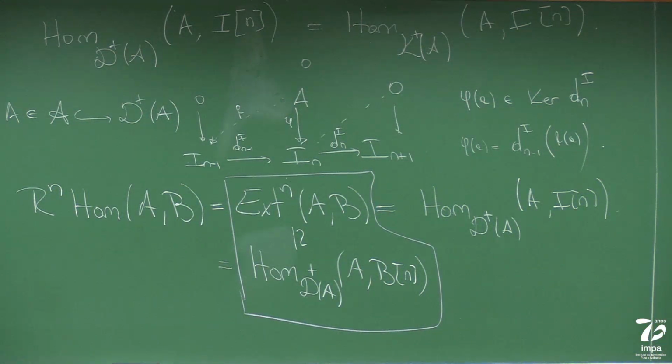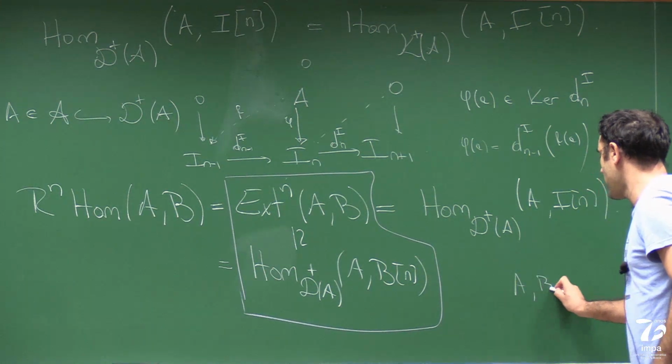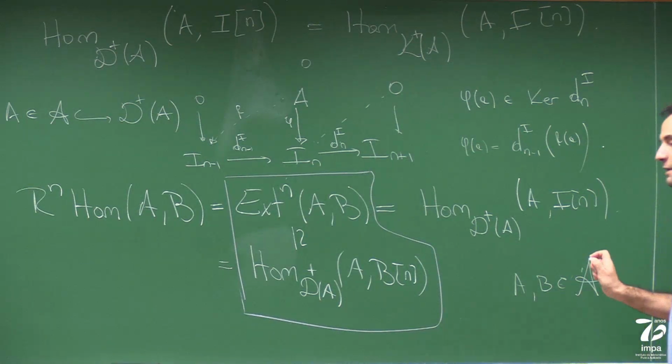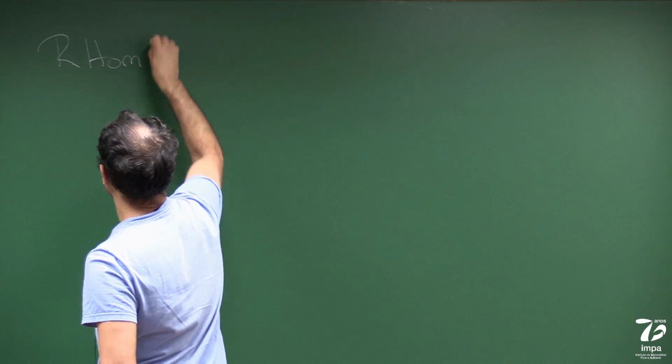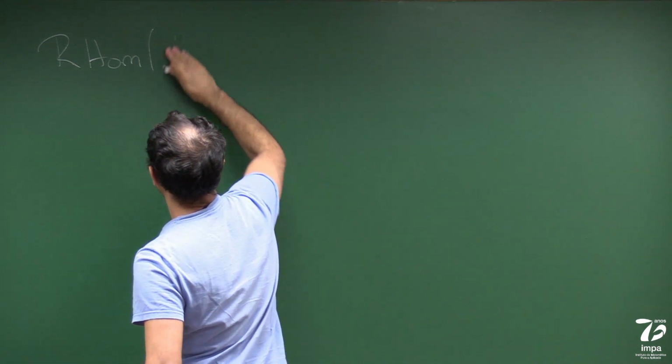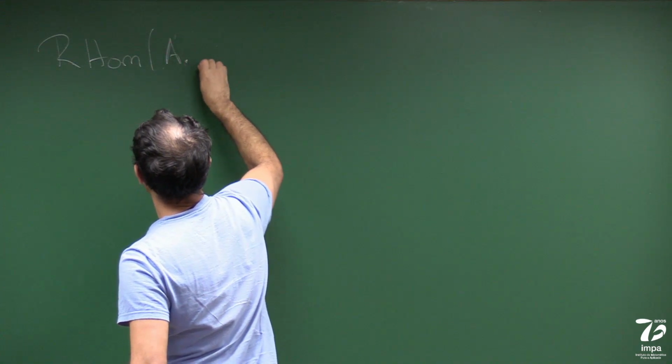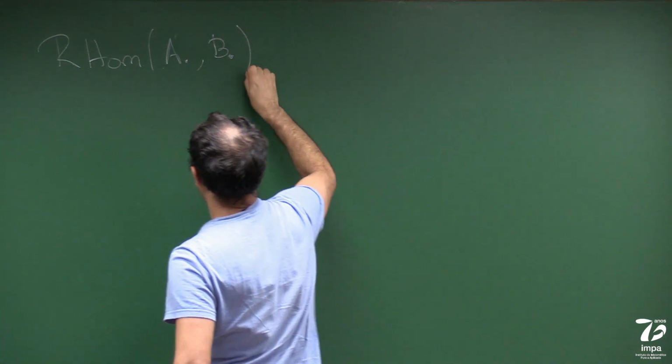All right, so I would want to do the same for complexes instead of just objects. Here A and B were objects in this abelian category. So what happens if I want to replace this by complexes of objects? The problem here is that I do not have this defined. If I give you cochain complexes, I haven't defined this.